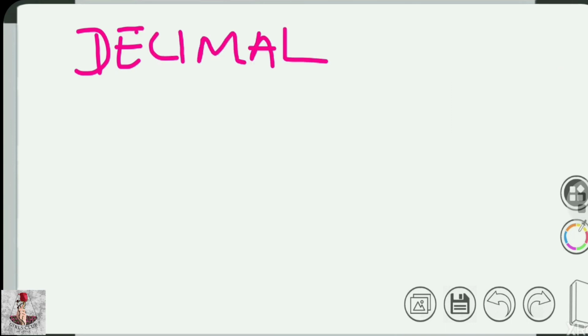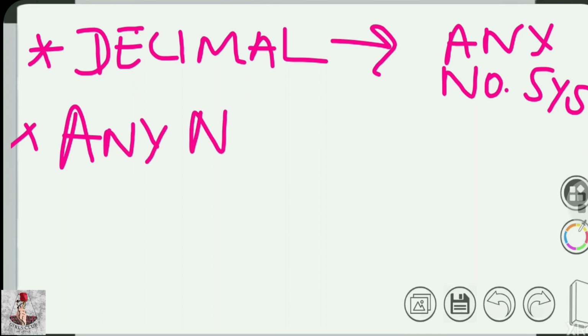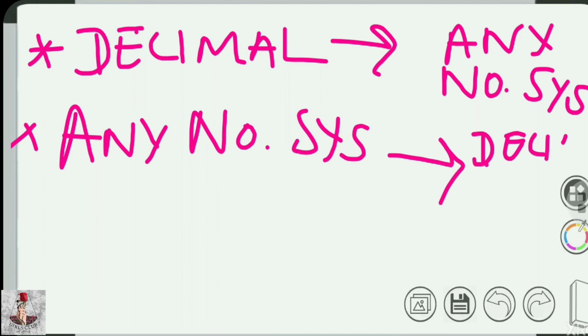Just a recap of what we learned: how to convert decimal to any number system, and the other one, any number system to decimal. These are the conversions we learned today. There are 3 more systems that we need to learn conversions for: binary, hexadecimal, and octal. But those will be taught in future lessons. Until then, good luck and happy studying.